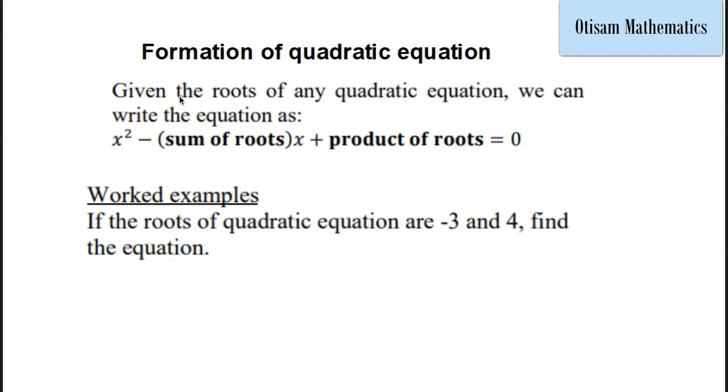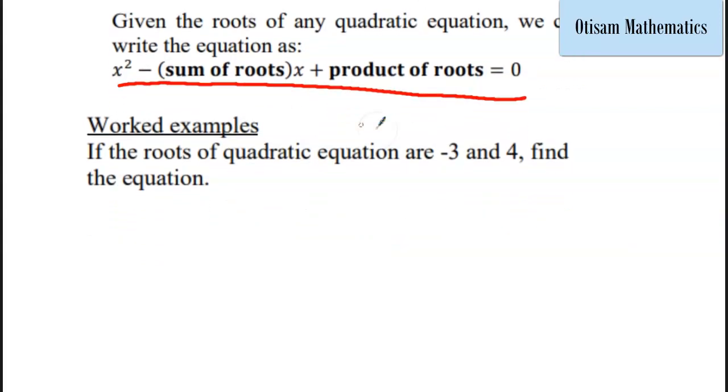Now, given the roots of any quadratic equation, we can form the equation as follows: you first sum the roots and then you multiply the roots, and you put them in this formula and you simplify. That's all. So we have one example on the screen. If the roots of a quadratic equation are minus 3 and 4, find the equation.